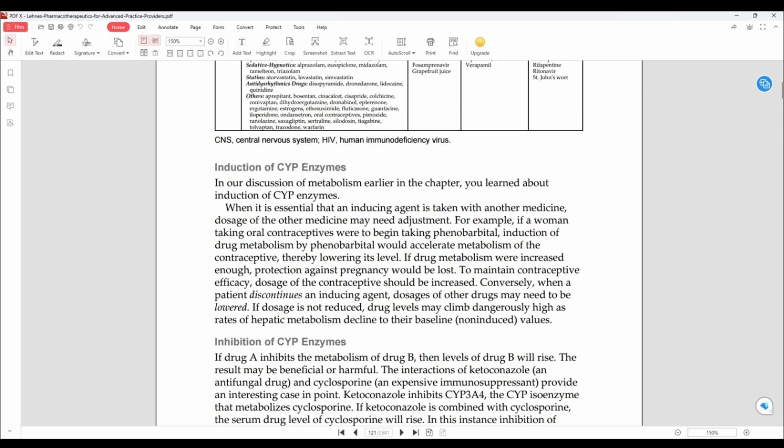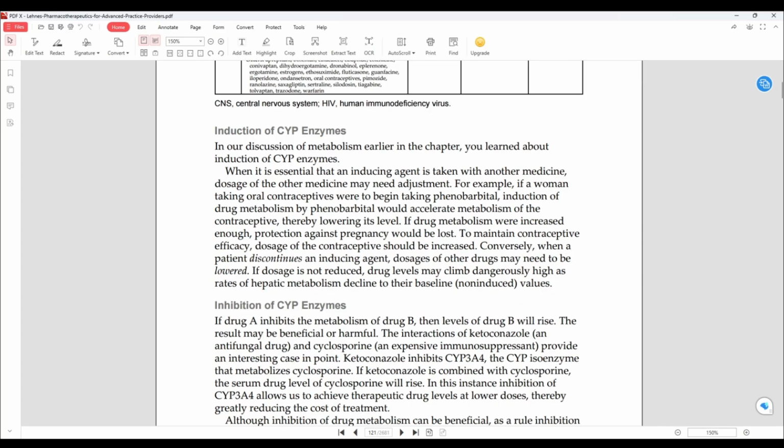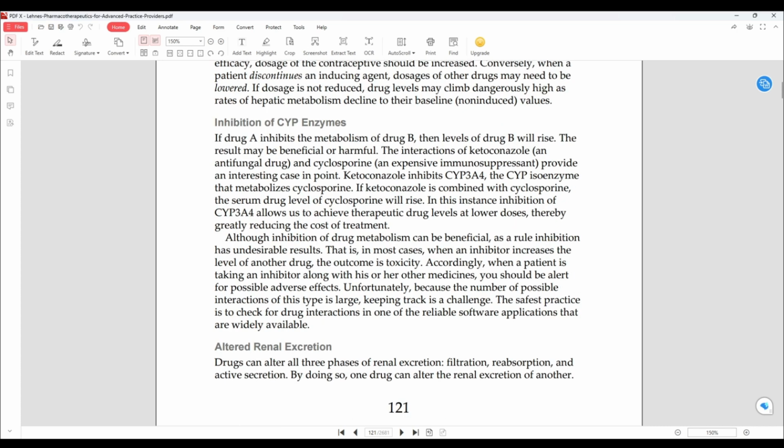Conversely, when a patient discontinues an inducing agent, dosages of other drugs may need to be lowered. If dosage is not reduced, drug levels may climb dangerously high as rates of hepatic metabolism decline to the baseline values. The inhibition of the CYP enzymes. If drug A inhibits the metabolism of drug B, then levels of drug B will rise. The result may be beneficial or harmful. The interaction of ketoconazole, an antifungal drug, and cyclosporin, an expensive immunosuppressant, provides an interesting case in point.